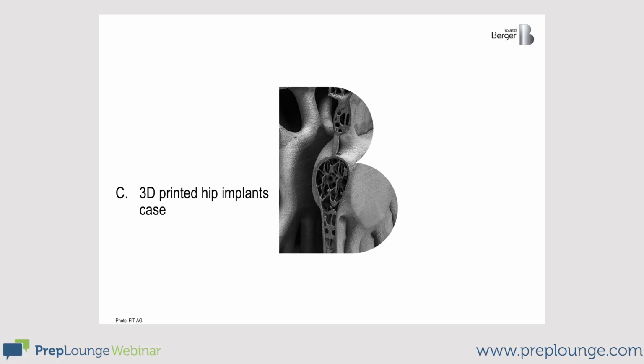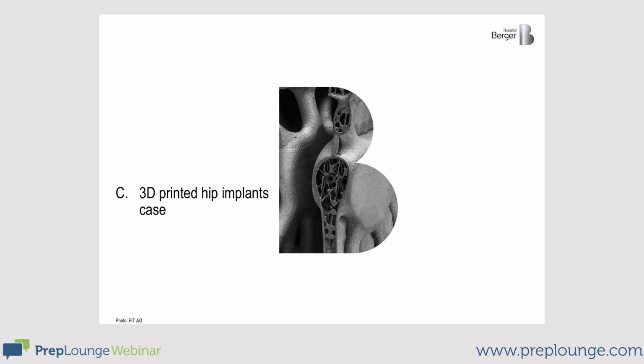Let's go on with the next case, which is about 3D printed hip implants. 3D printing is a very relevant topic right now. Experts, scientists, or operators also call it additive manufacturing. Additive because during 3D printing you add material instead of removing it.